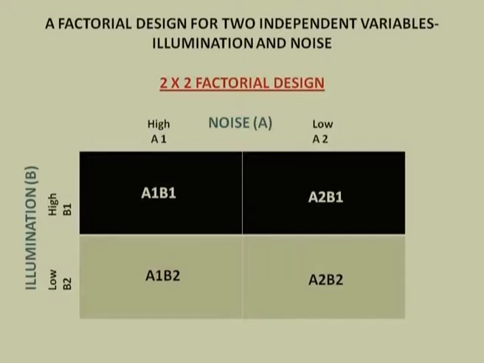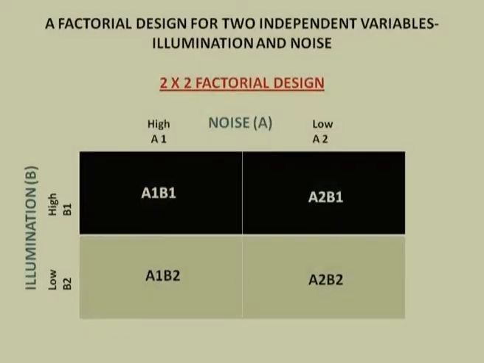So you know that there are four conditions which are created, and subjects will have to be assigned into four conditions, and this will help us to know both the independent effects of illumination and noise on reading ability, as well as whether noise and illumination interact with each other to bring about changes in reading ability. Now this kind of design, where there are two independent variables and each of the variables is manipulated in two ways, is called the 2x2 factorial design, and hence there are four conditions.